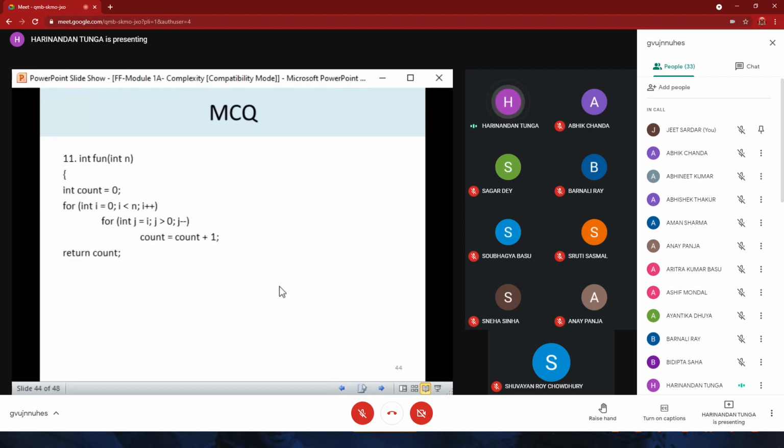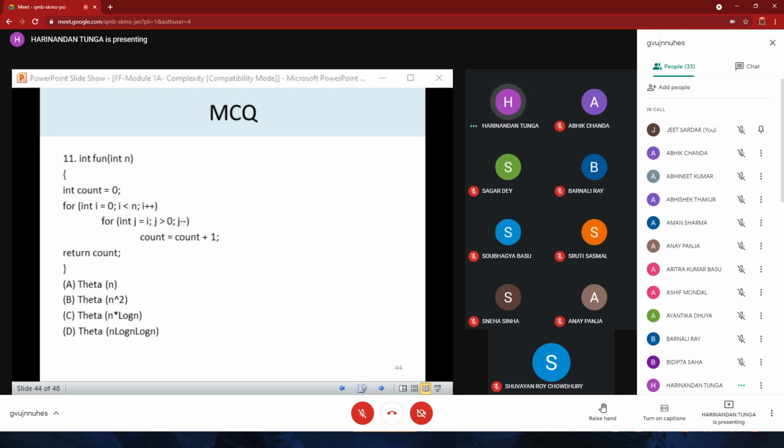You have to keep some preparation, otherwise you will not be able to answer. Now is problem number 11. Another function is there, in n, this is the nested loop. Another example of nested loop. Count equal to 0, for i equal to 0, i less than n, i plus plus, for j equal to i, j greater than 0, j minus minus, count equal to count plus 1. So n square. Theta of n square. Very good. Theta of n square, yes sir.